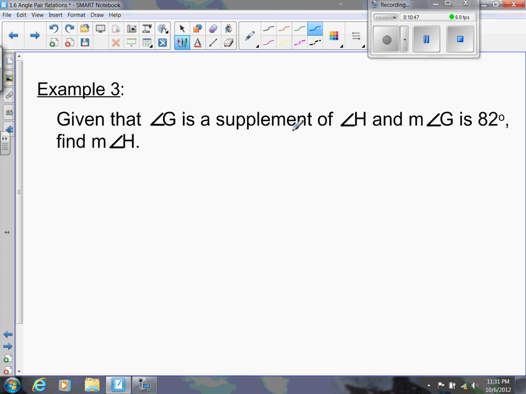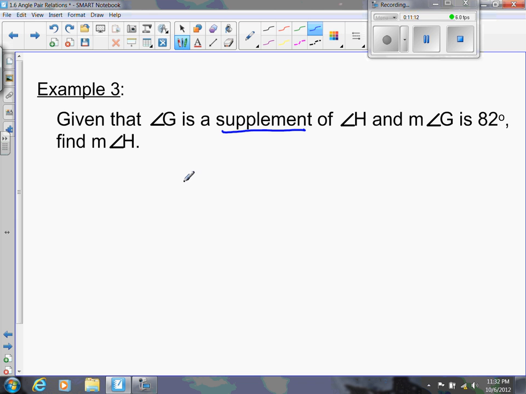Here, supplement, we didn't talk about this in the front, but supplement of angle H, basically it's the angle that when you add it to the angle H is going to be 180 degrees. So given that angle G is a supplement to angle H, that means these two angles add to 180. If G is 82, find the measure of H.